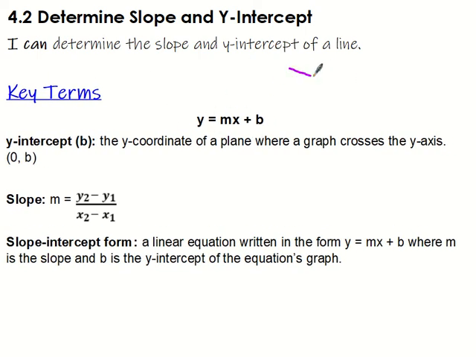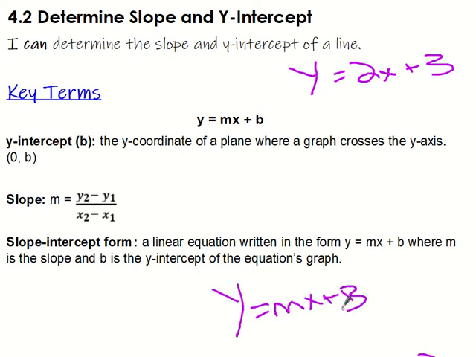Now, we've seen it in actual action, where it looks something like this. This would be an example of y equals mx plus b. Each one of these numbers and each one of these letters has some type of meaning to it.